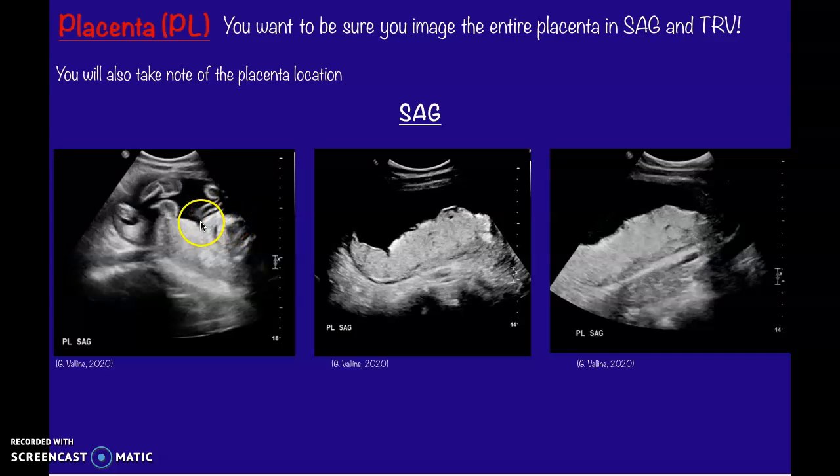In this image, we can see placenta, we see baby, we see amniotic fluid and uterine wall. Again, placenta, amniotic fluid, uterine wall. So for sagittal and transverse, you can take 1 to 3 images as long as you show that entire placenta. For these images, I definitely would have changed the gain. It is way too bright for these pictures.